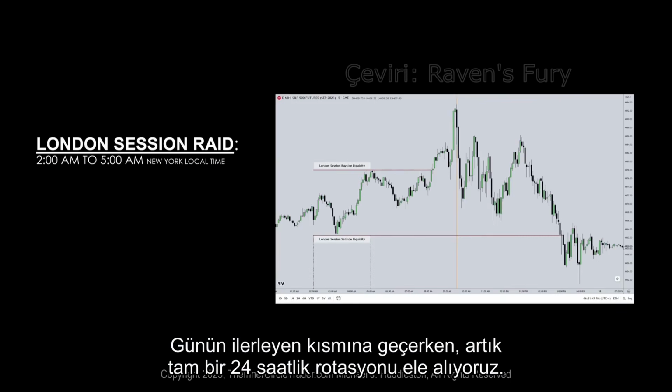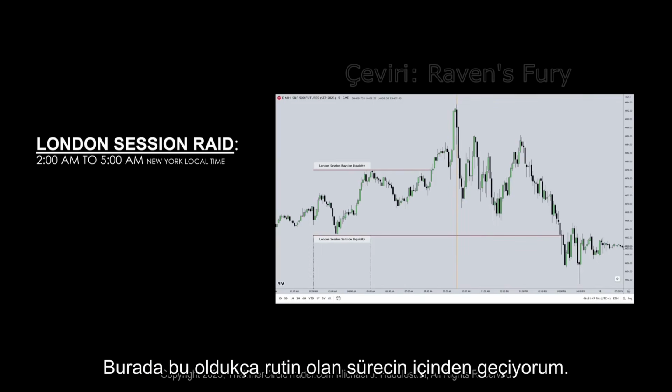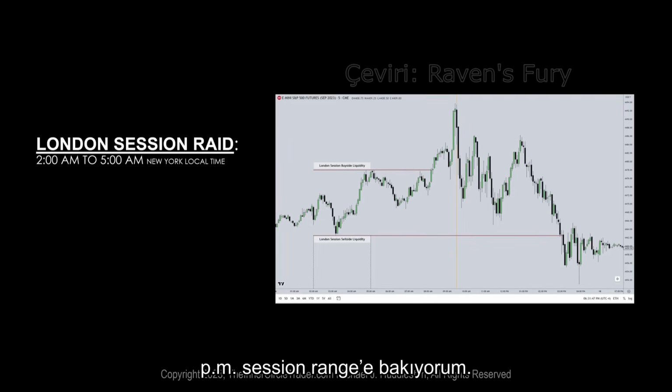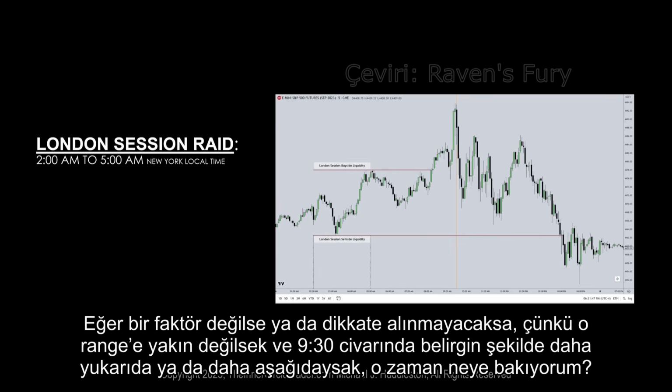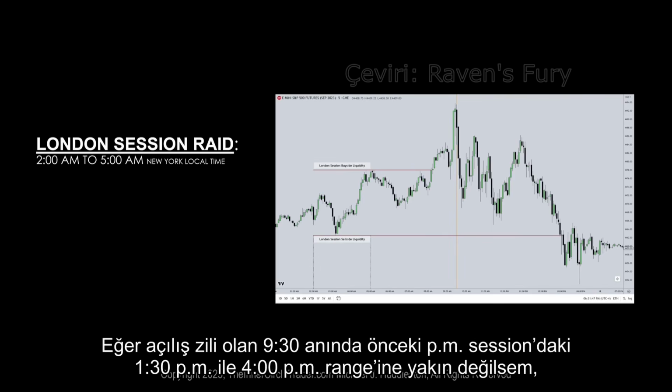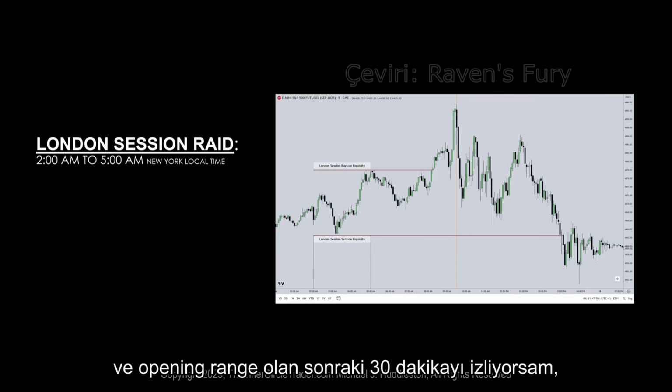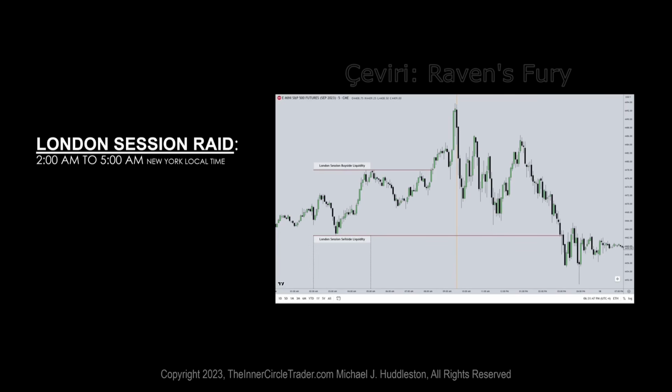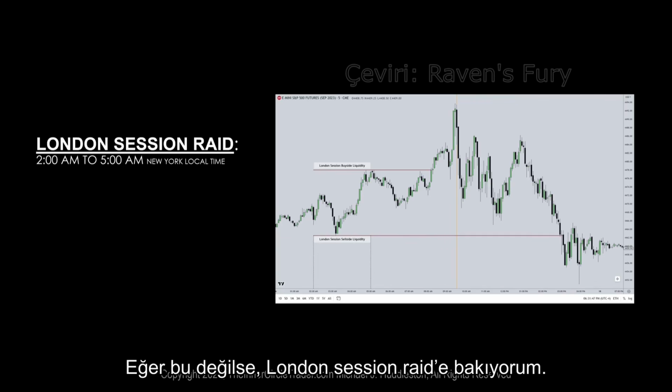It's not complicated. Going further into the day, now we're considering a full 24-hour rotation. I'm going through the process of going through this very routine right here. I look at PM session range. If it's not a factor or it's not to be considered because we're not in close proximity to that range, because we could be significantly higher or lower around 9:30, so what am I looking for then? If I'm not close to the previous PM session 1:30 p.m. to 4 p.m. range at the time of 9:30 at the opening bell, and I'm watching that next 30 minutes, which is the opening range, what am I going to look for next if it's not that?